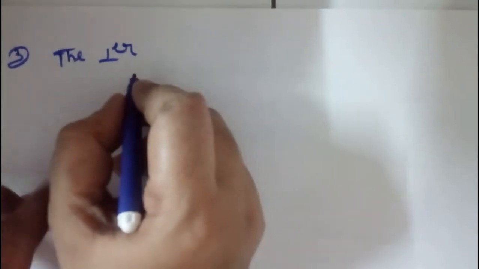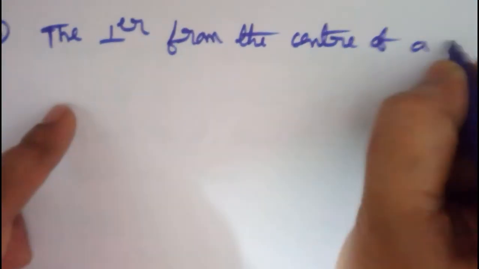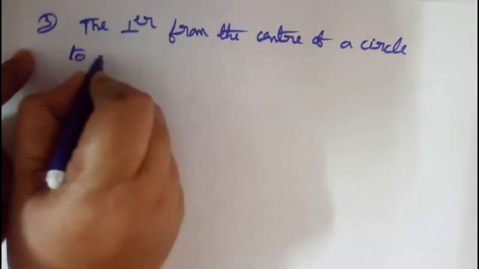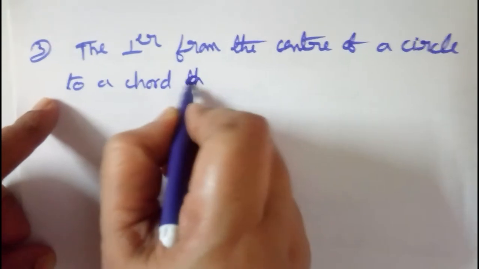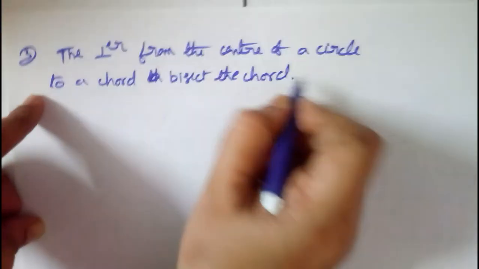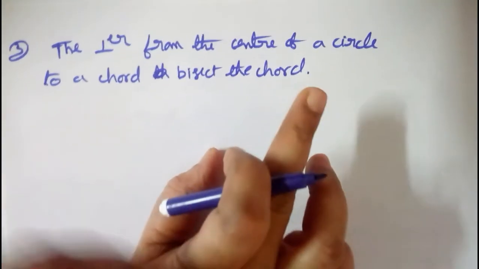So what is the third property? The perpendicular from the center of a circle to a chord bisects the chord.